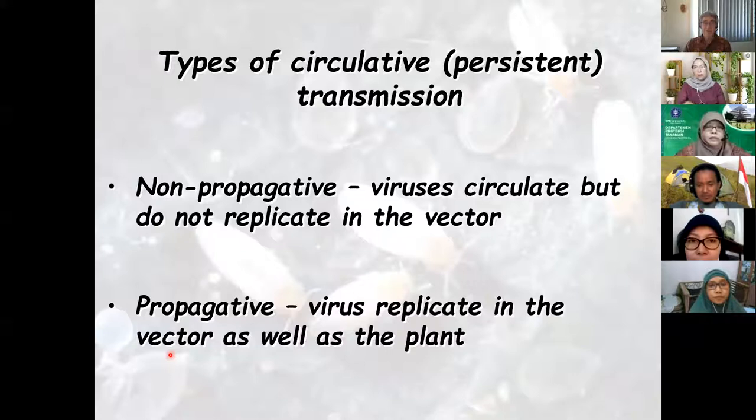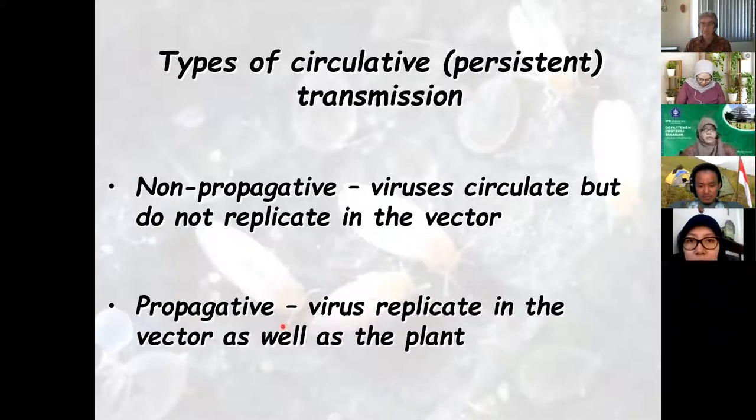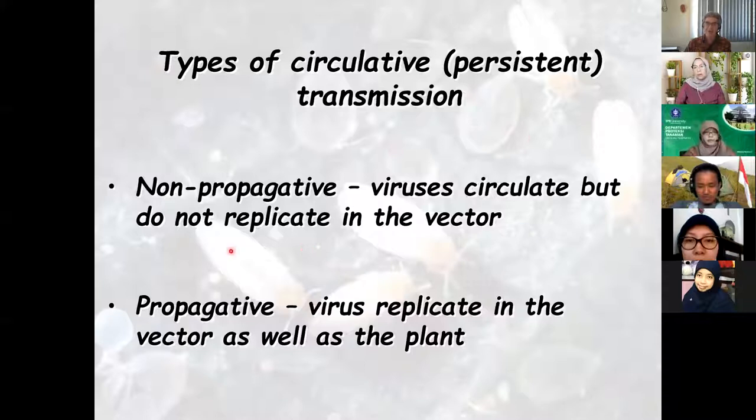But some viruses of plants do actually replicate, they're propagative. So as well as circulating in the body, they also replicate in the vector. So these viruses are actually viruses of insects as well as viruses of plants. But most of the ones we look at are non-propagative and they do not replicate. And begomoviruses, the whitefly transmitted viruses producing bright yellow mosaics and leaf curls that are very common in your vegetable plants, are this type of virus, non-propagative, circulative.